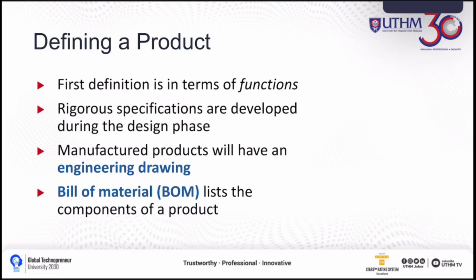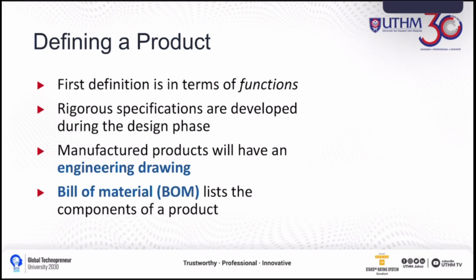The second one is, after you define the product functions, you need to have rigorous specifications developed during the design phase. What is meant is that when we have defined the functions already, the development team will proceed to the design phase. In the case of a smartphone, for example, we need to have very specific specifications for each function we mentioned before. For example, making calls, what do we need? For example, taking photos, what are the criteria needed? For taking photos, we need to have lens quality.